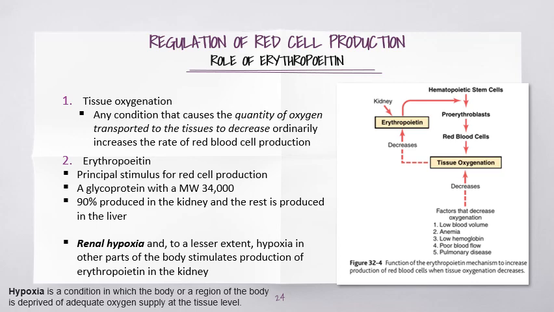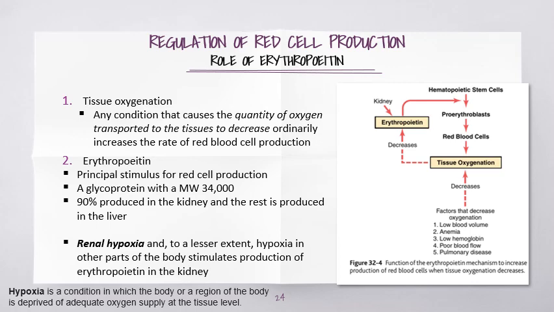So we now know how the red blood cell matures. Now we will be discussing the regulation of its production. In this slide, I want to show you the concept of tissue oxygenation and EPO. Any condition that causes the quantity of oxygen transported into the tissue to decrease will also increase the rate of red cell production. Okay?